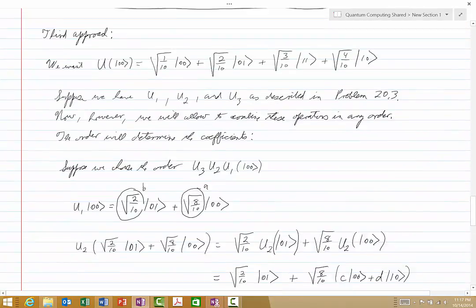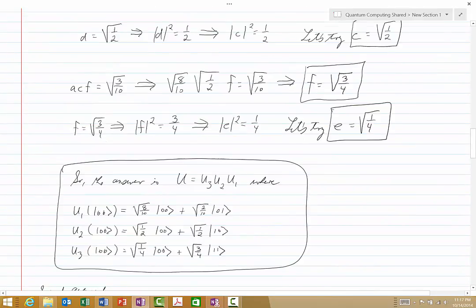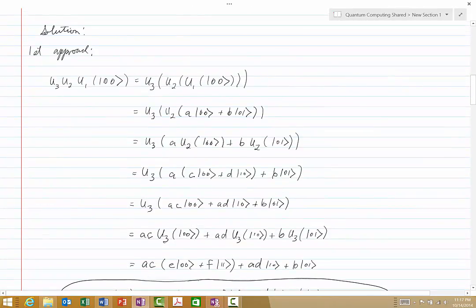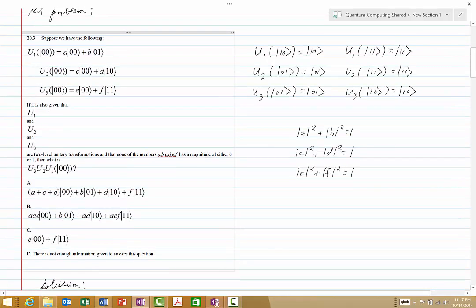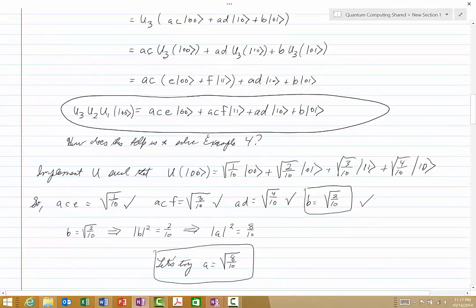where U1, U2, and U3 are as shown right here in this problem. U1, U2, and U3 are all two-level unitary transformations, and U1 is A00 plus B01, U2 of 00 is C00 plus D10, and U3 of 00 is E00 plus F11. You need to find A, B, C, D, E, and F in this equation. And so that is it.